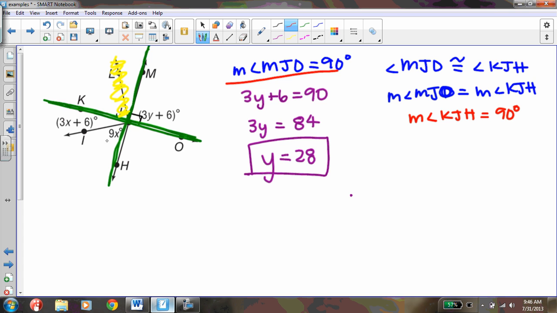Which means that 9x and 3x plus 6 have to be complementary angles. Which means their sum has to be 90. And now I can simplify. 9x and 3x add up to give you 12x.